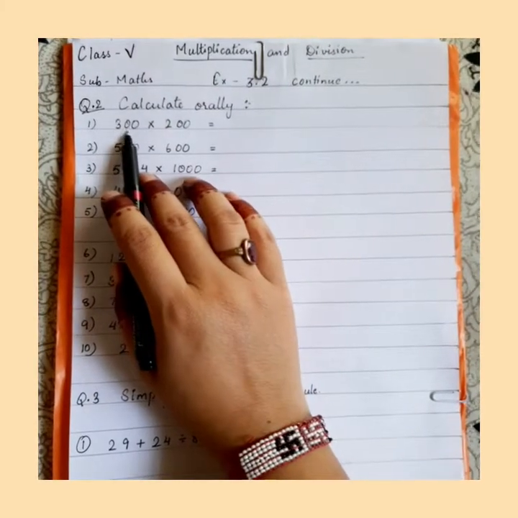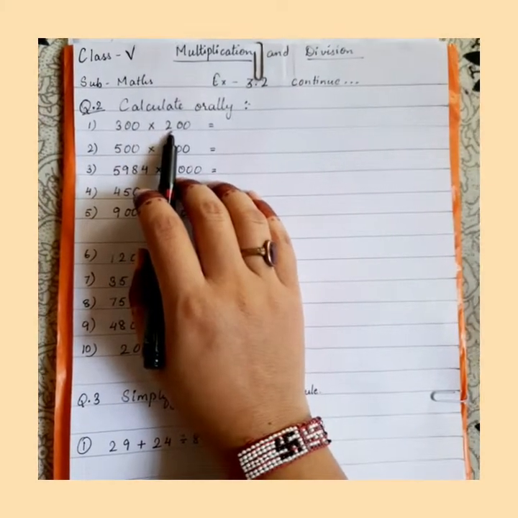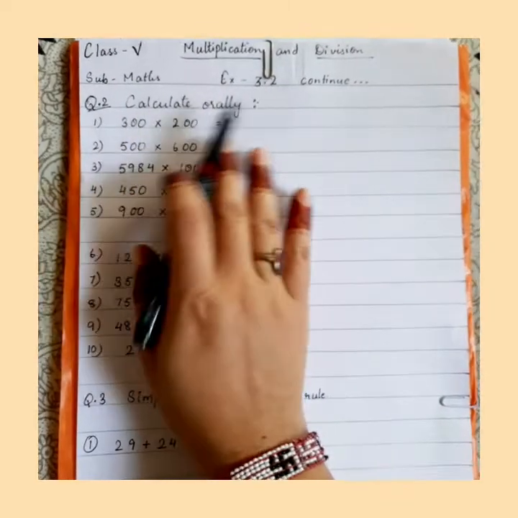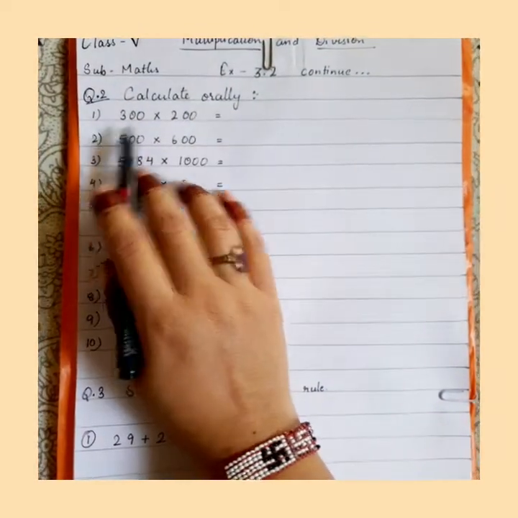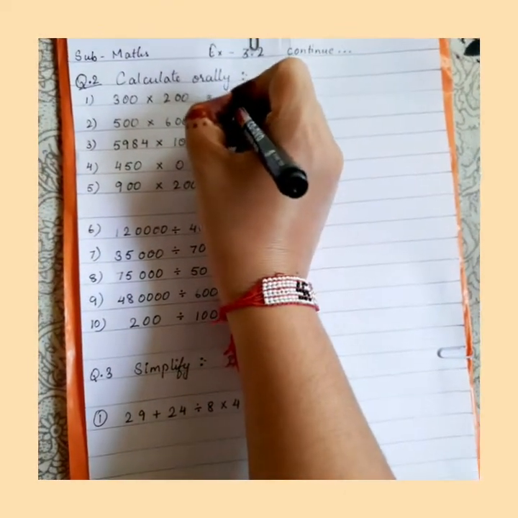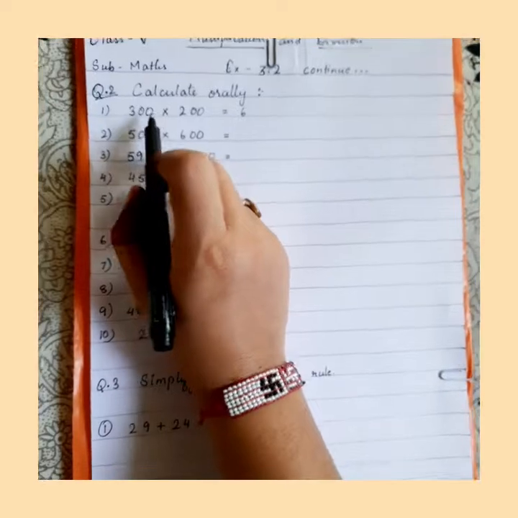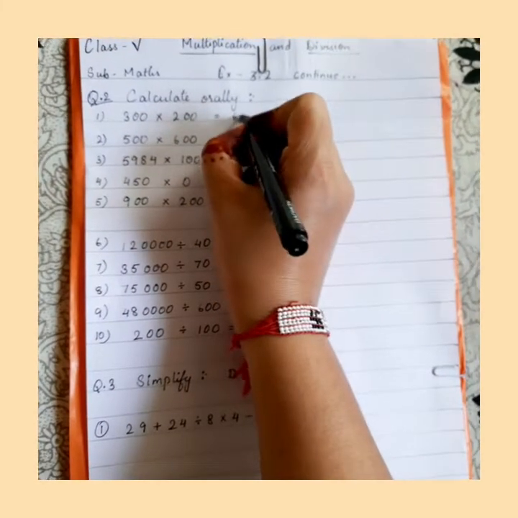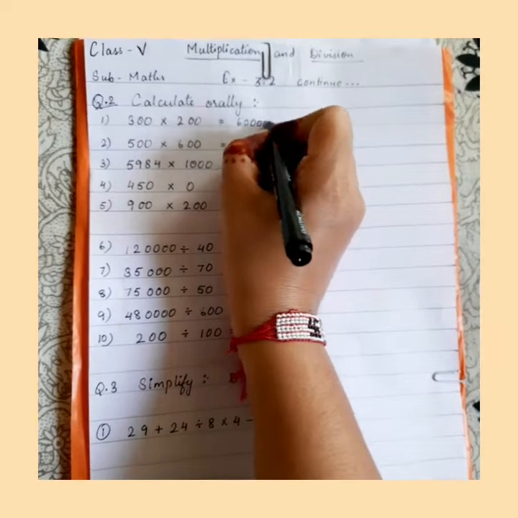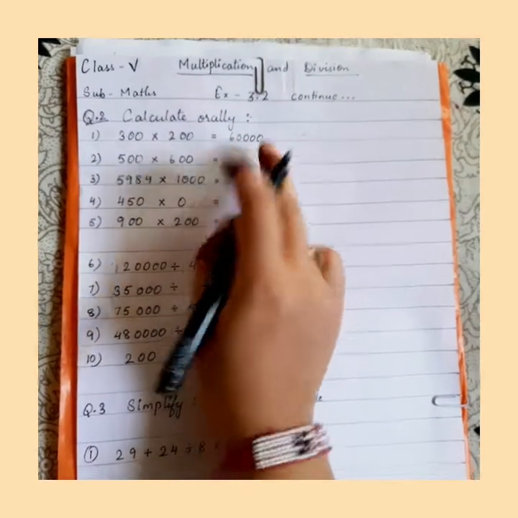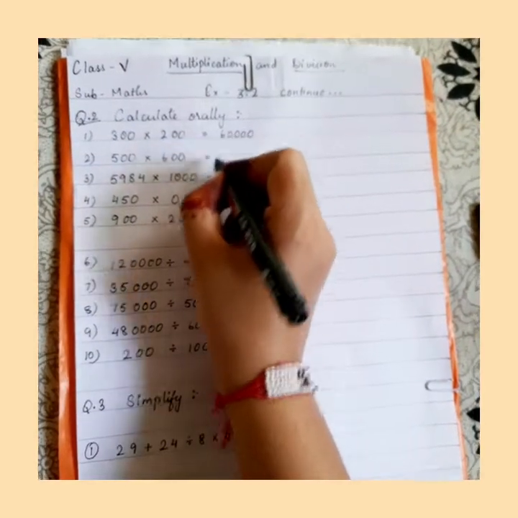Like here, 300 multiplied with 200. So if zeros are there, those zeros remain as they are, they are not to be multiplied. 3 twos are 6. So for that I will write here 6, and how many total zeros are there? 1, 2, 3 and 4. So 4 zeros will be copied as they are over here. So this will give your answer, that is 60,000.